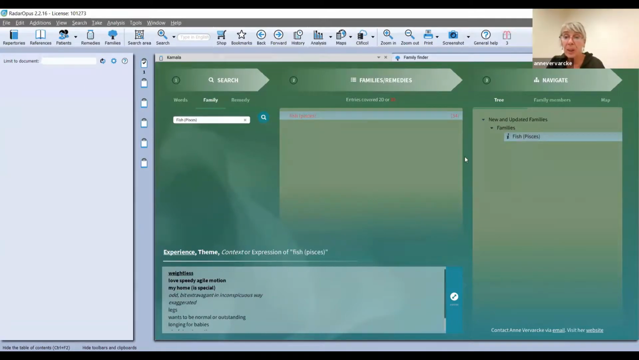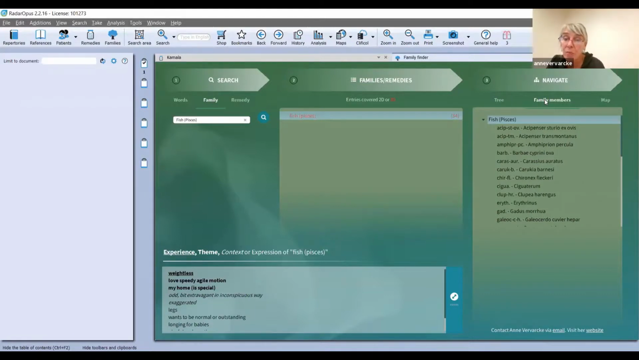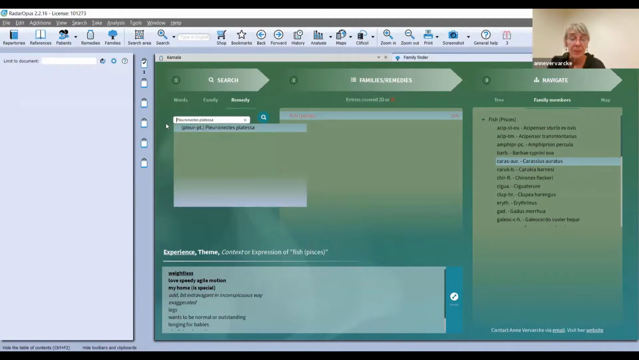So we go back to fish. You can look at the family tree, but then you have to look for a particular fish, or let's say we choose one, like the Carassius, that's a goldfish. Let's see if we have this one. Carassius. You look for remedy. Type this in, Carassius. It's not there. You can tell because it's red.